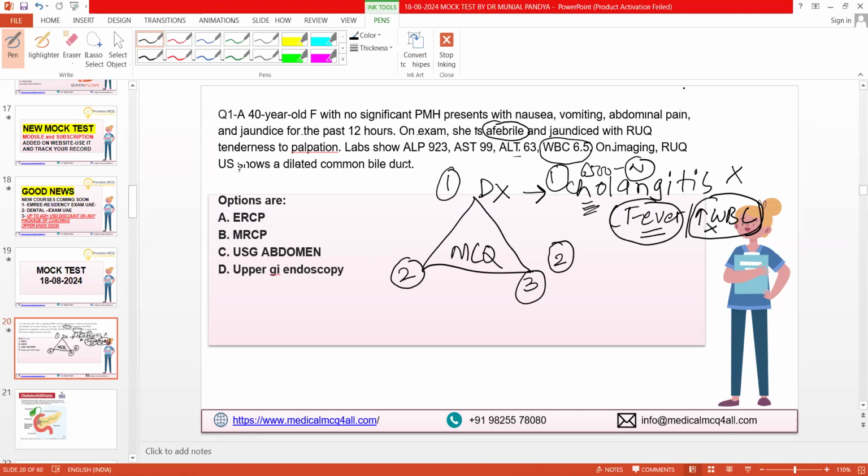Anyone? Impacted by a stone, so. Yeah, that's correct. That is the answer. Impacted stone, so basically a stone in the CBD. Is there any terminology for it, if you want to tell your patient?